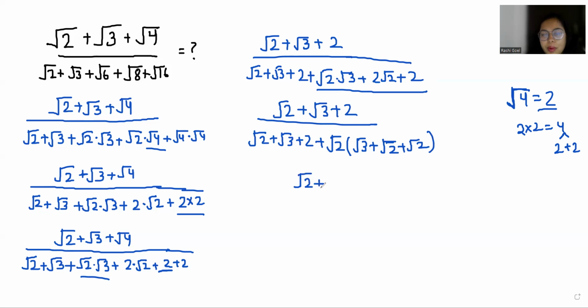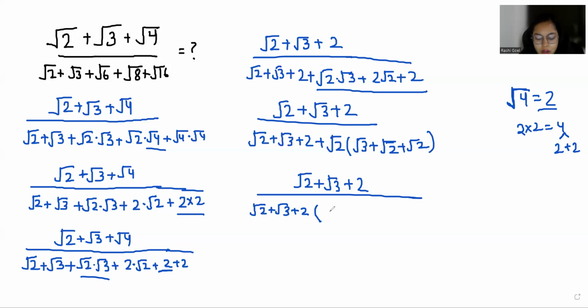Now square root 2 plus square root 3 plus 2 by square root 2 plus square root 3 plus 2. If I take it as common, what is left? 1 plus square root 2. Now we can cancel this from numerator and denominator as well. So what is left? 1 by 1 plus square root 2.